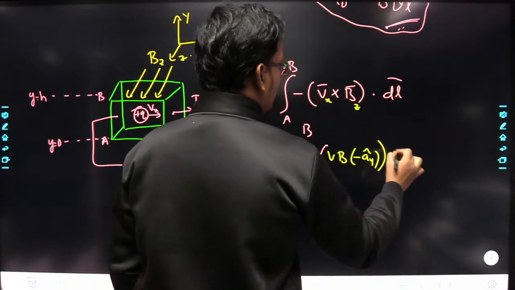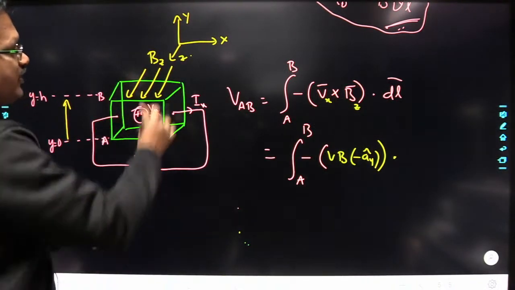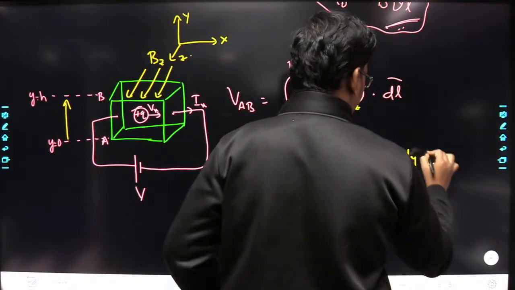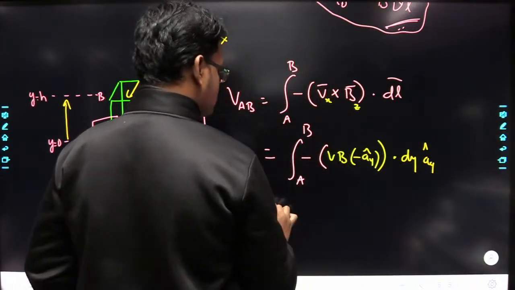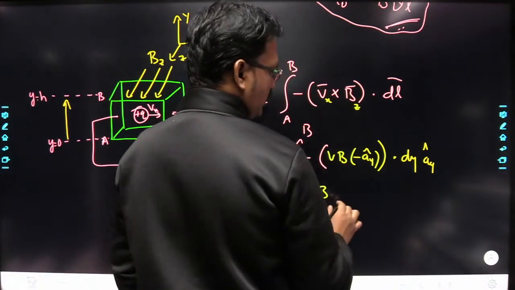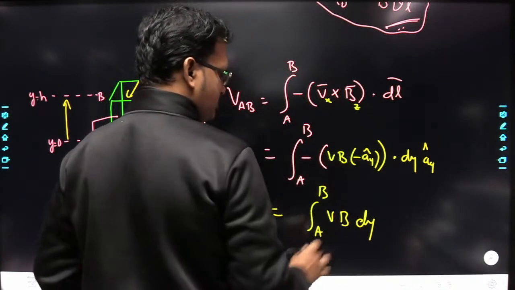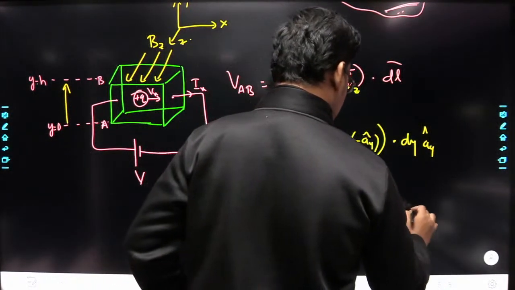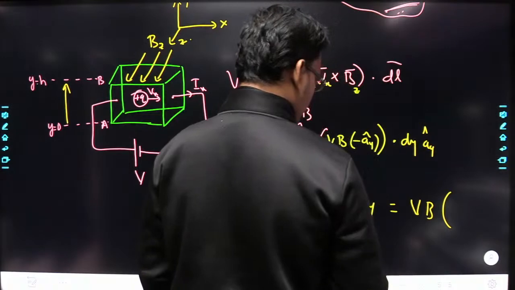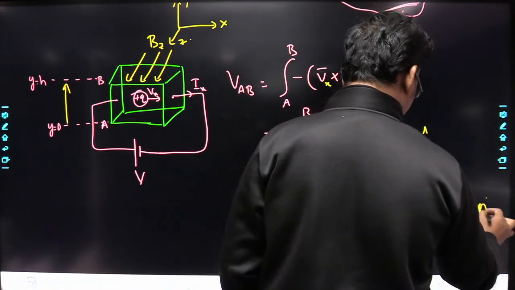Now the dot is along this direction, and along this direction the variable is y. So dl bar I can write as dy ay cap. From here you get the integral from A to B of v into B into dy. Here minus into minus becomes plus. So this is equal to v into B into the integral of dy, which is y, substituting the range, value at B minus value at A.